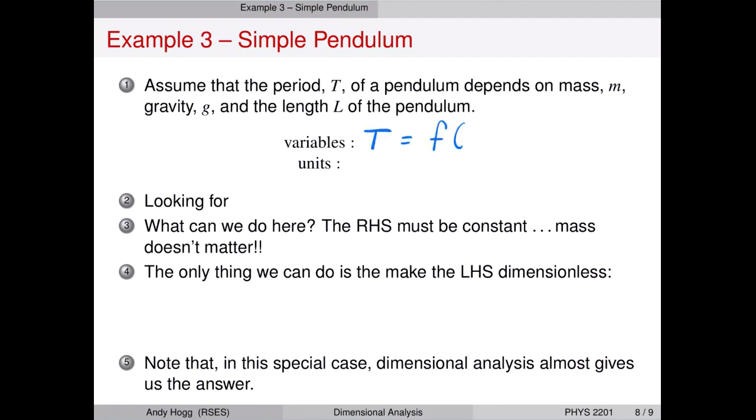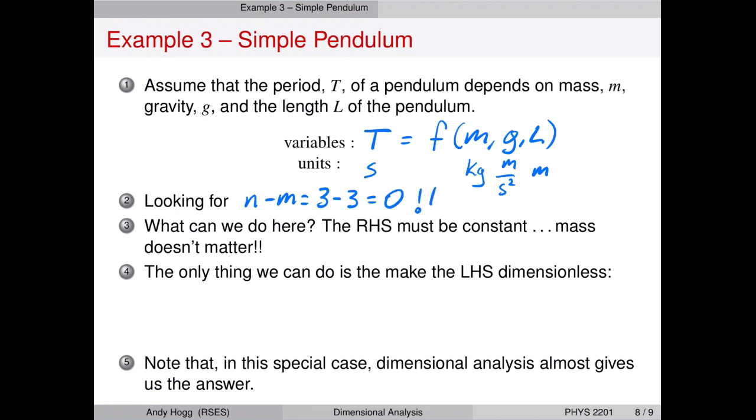T equals a function of m, g, and l, with units of seconds, kilograms, metres per second squared, and metres, respectively. In this case, we find that we have n equals 3 physical variables and m equals 3 independent quantities. In other words, we need 0 dimensionless parameters to describe this problem.